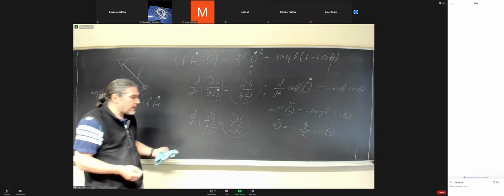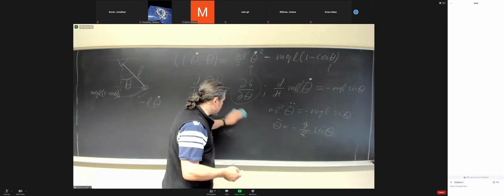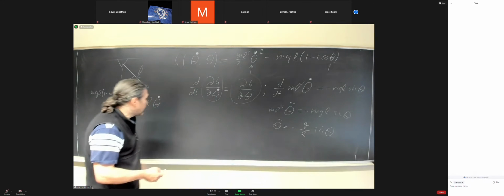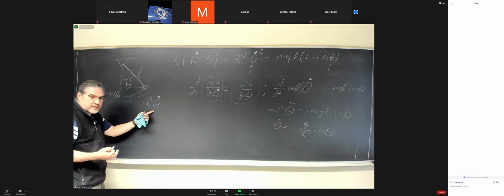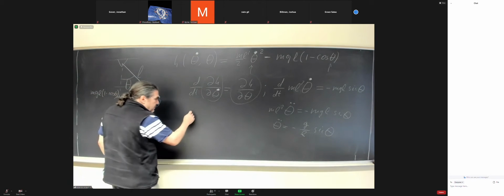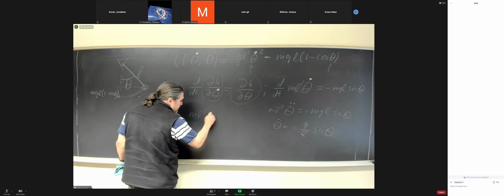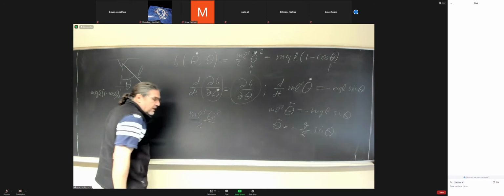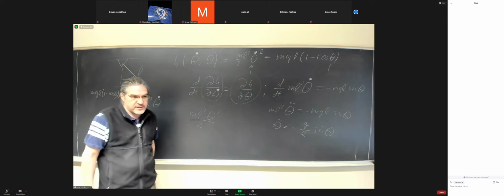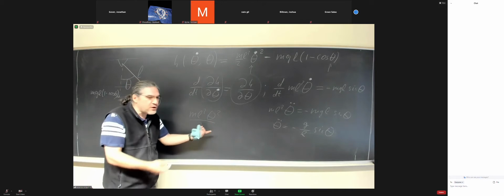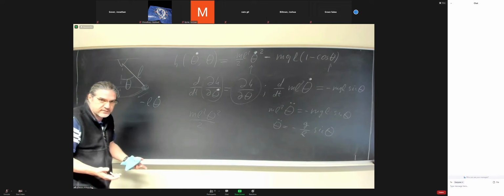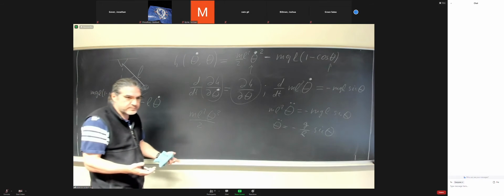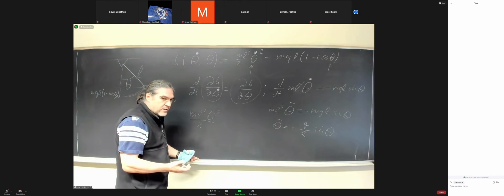Okay? That was one mistake. The other mistake was that somehow the velocity was written like that, and then kinetic energy was written like this, without the dot here. This is not the kinetic energy. There is no velocity here. Velocity is the time derivative. Okay?